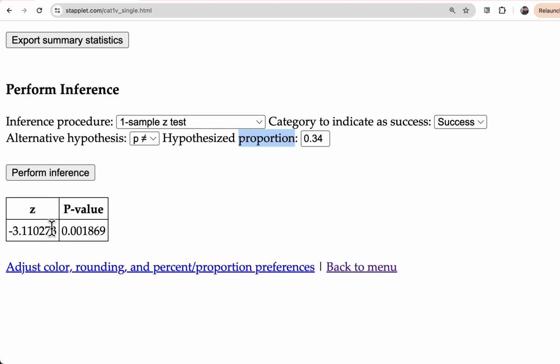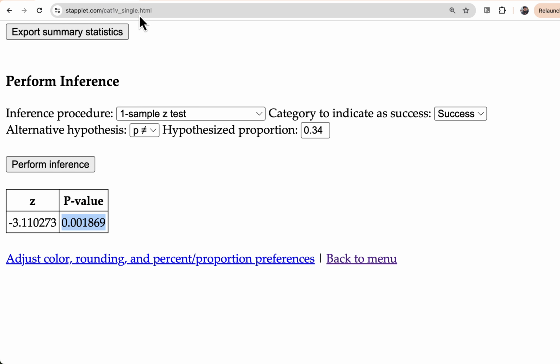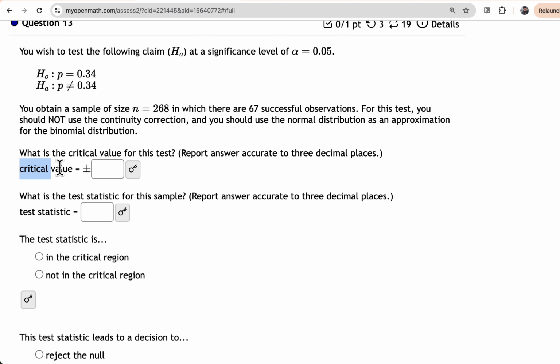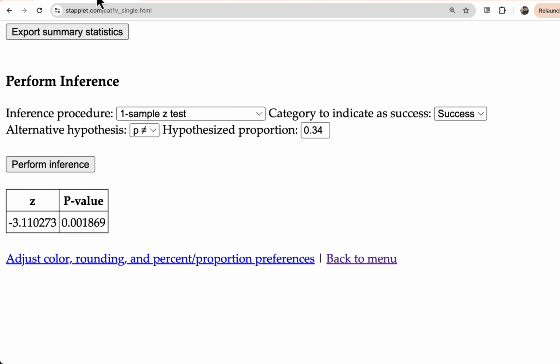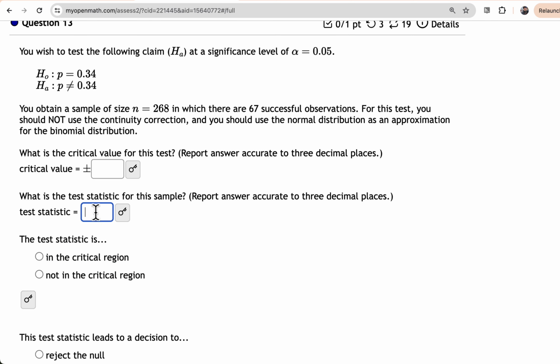I have a very small z. Sometimes you get a p-value that's less than 0.001. I talked about that in another video. But when we're doing the critical value method, we don't even need the p-value. This problem only asks for the critical value and the test statistic. So I've got my test statistic for 3 decimal places. I'd want to round that to negative 3.110.